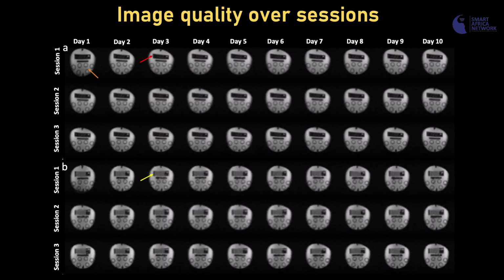Here is one slice over all 30 sessions showing you the difference between before and after correction, which you can see in the orange and red arrows pointing to the geometric distortions that have been corrected, but then you see some of the shading that happens because of the off resonance correction in yellow.